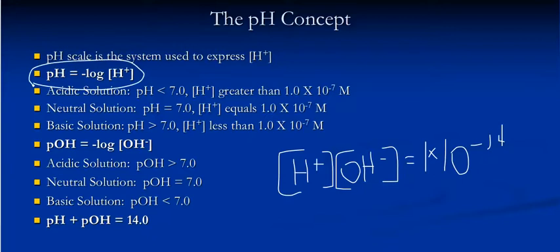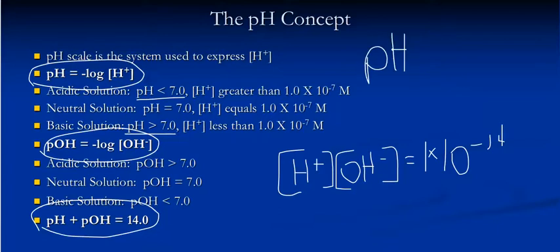pH equals negative log of H+, pOH equals negative log of OH-, and then pH plus pOH equals 14. The best way to tell whether a solution is acidic, basic, or neutral is to look at the pH scale. This is the most commonly used scale. If the pH is less than 7, it's acidic. If the pH is greater than 7, it's basic. pH goes anywhere from 0 up to 14. It's always positive from 0 to 14.